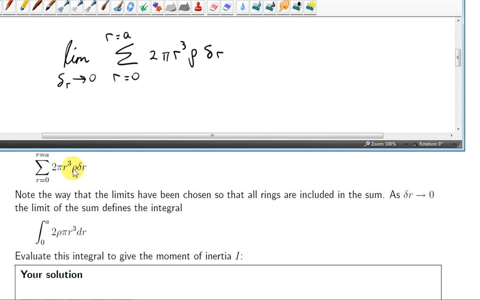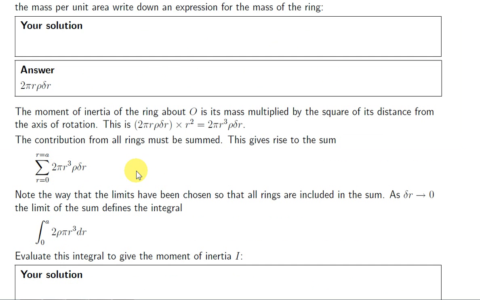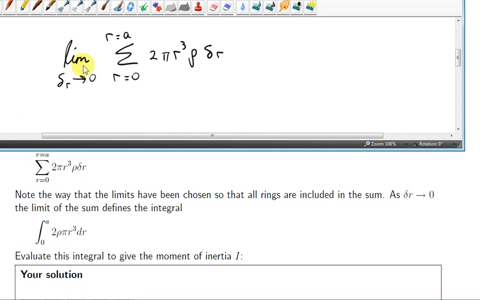Okay, so since this is just an approximation to the moment of inertia of the disk, we have to let delta r go to 0 to make that approximation exact. So all the rings become effectively rectangles whose areas are 2 pi r rho delta r. So we make that approximation exact by taking this limit, and the limit of a sum is the integral from 0 to a. So we have 2 pi r cubed rho in here, and we replace delta r with dr.